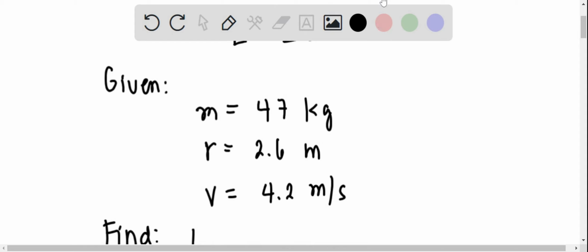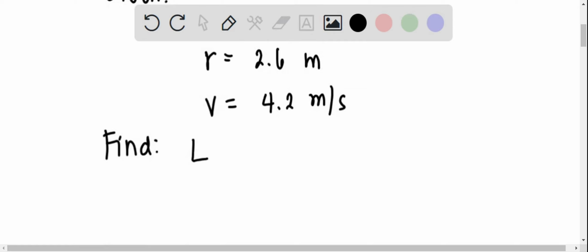In this problem, a 47-kilogram mother standing next to her child on a merry-go-round is situated at a distance of 2.6 meters from the merry-go-round's center. The speed that the mother has is 4.2 meters per second when the ride is in motion. We want to find the angular momentum around the center of the merry-go-round. So we want to find basically her angular momentum. So we're going to solve for L.